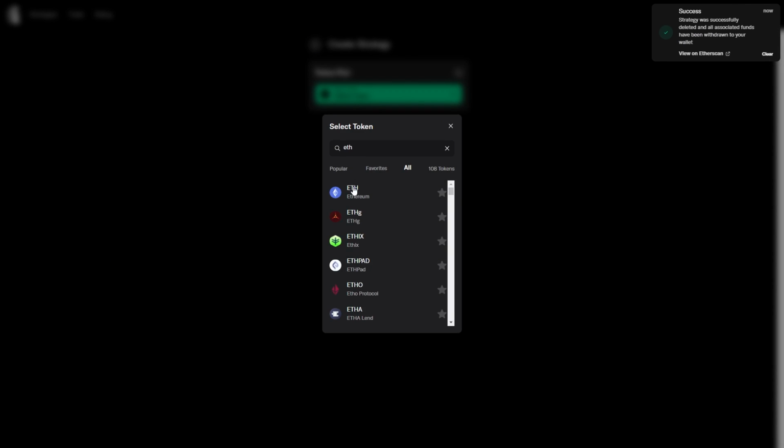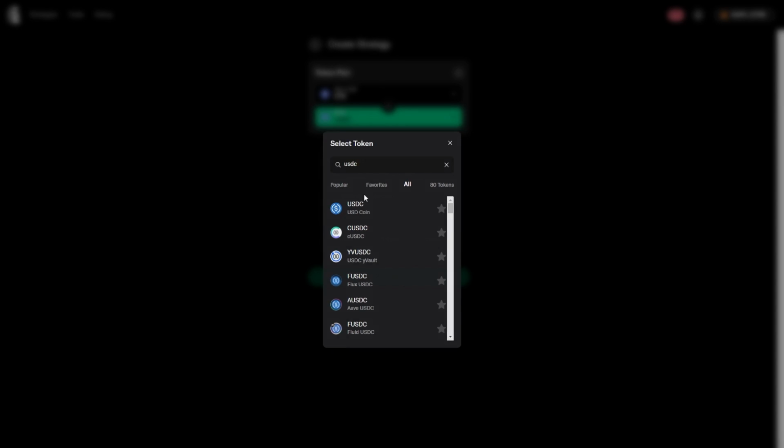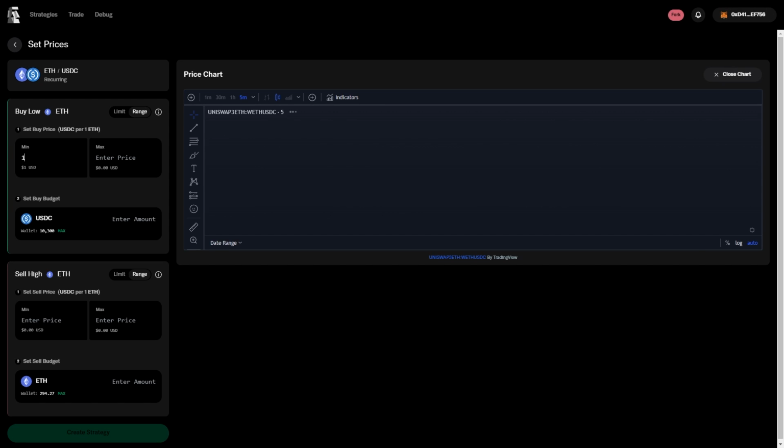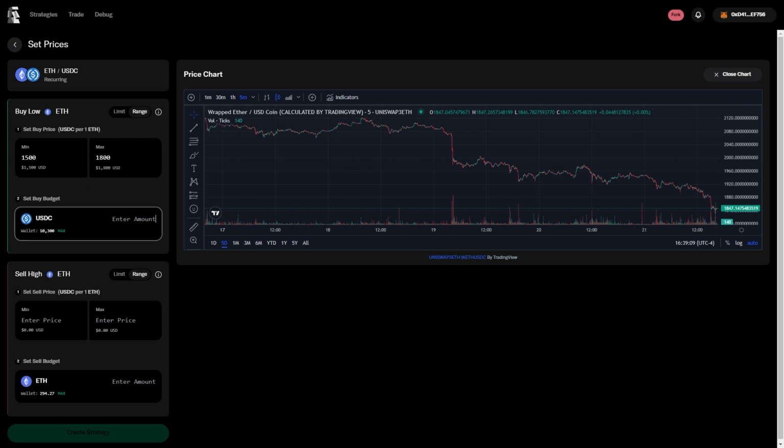Alright, more about recurring strategies. We already went over recurring limit orders, so let's look at recurring range orders. Recurring range orders work just like recurring limit orders, except instead of buying at one price point, you buy over a range. I tell Carbon when to start buying and how low to go. And then I tell Carbon when to start selling and how high to go. Add some funds, and that's it.